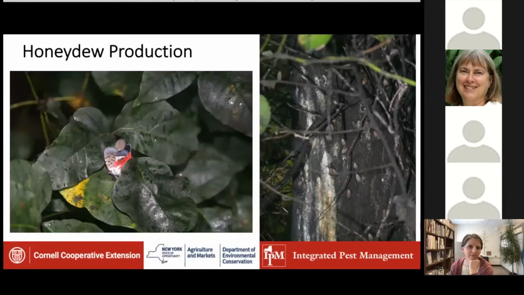When you see honeydew on a leaf, it's fairly distinctive. It's sticky and often shiny, and then you can see on these leaves that it looks like there's black material there also. That's a sooty mold that grows on the sugars in the honeydew. On the trunk, you can actually get sap leaking out of puncture wounds from the feeding. So sometimes you'll see larger amounts of liquid and then also the sooty mold growing on that.